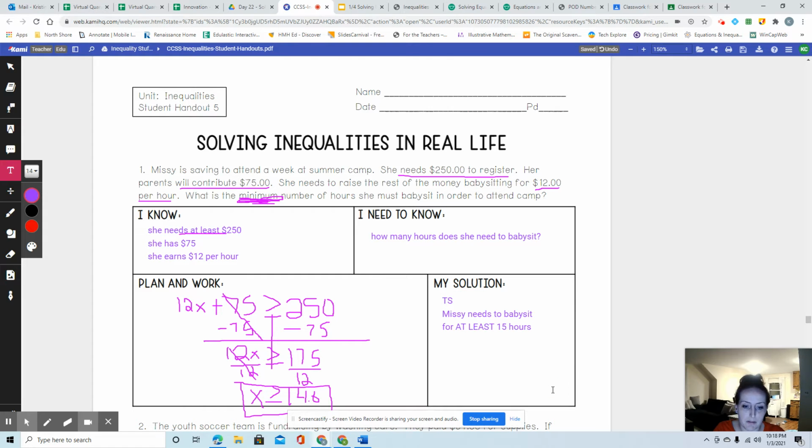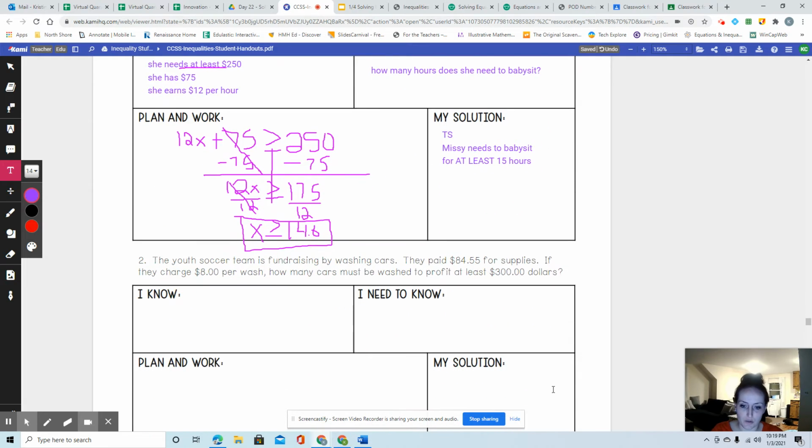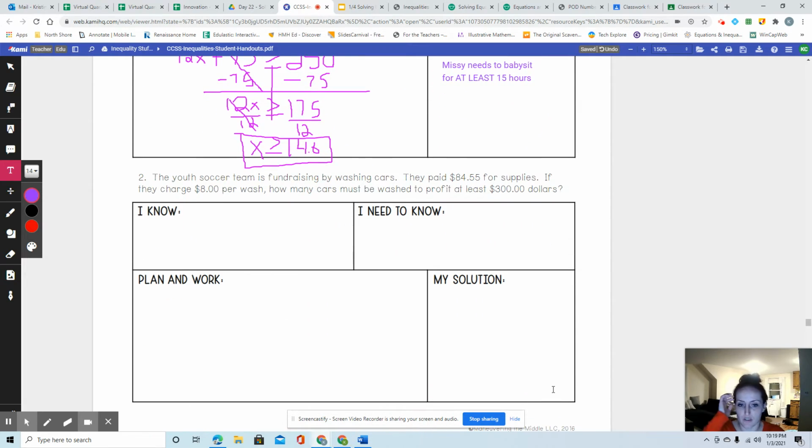You could also say Missy needs to babysit 15 or more hours is another way to say it. So although yours might not be exactly the same as mine, as long as you have the same understanding of the vocabulary, you're good to go. All right, we're going to do the next one together, and then the two after that, y'all are going to try on your own and then check it with the video.